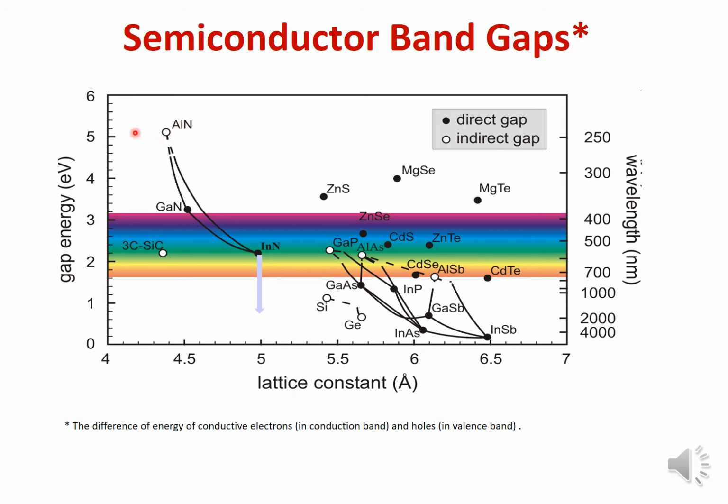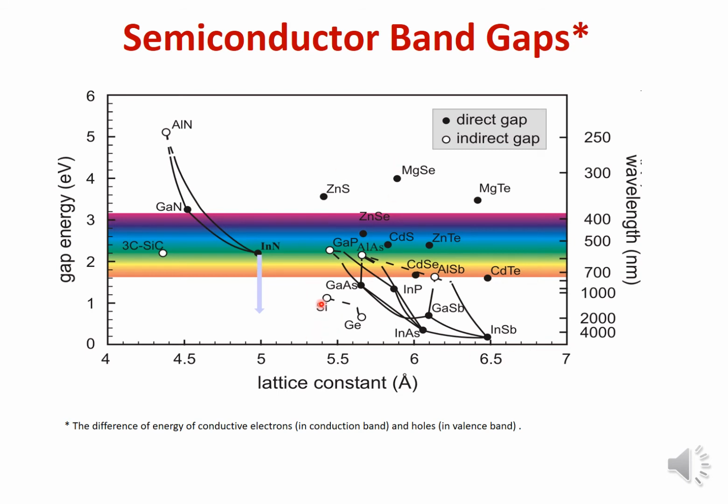Aluminum nitride has lattice constant around 4 point something angstrom. It has very large band gap, like 5 electron volt. Gallium nitride has band gap around 3.4 electron volt, and lattice constant is around here. And indium nitride, originally it was thought to be around 2 electron volt, but quite recently, it turns out to be much lower, like around 1 or even lower. And you can see many other materials.